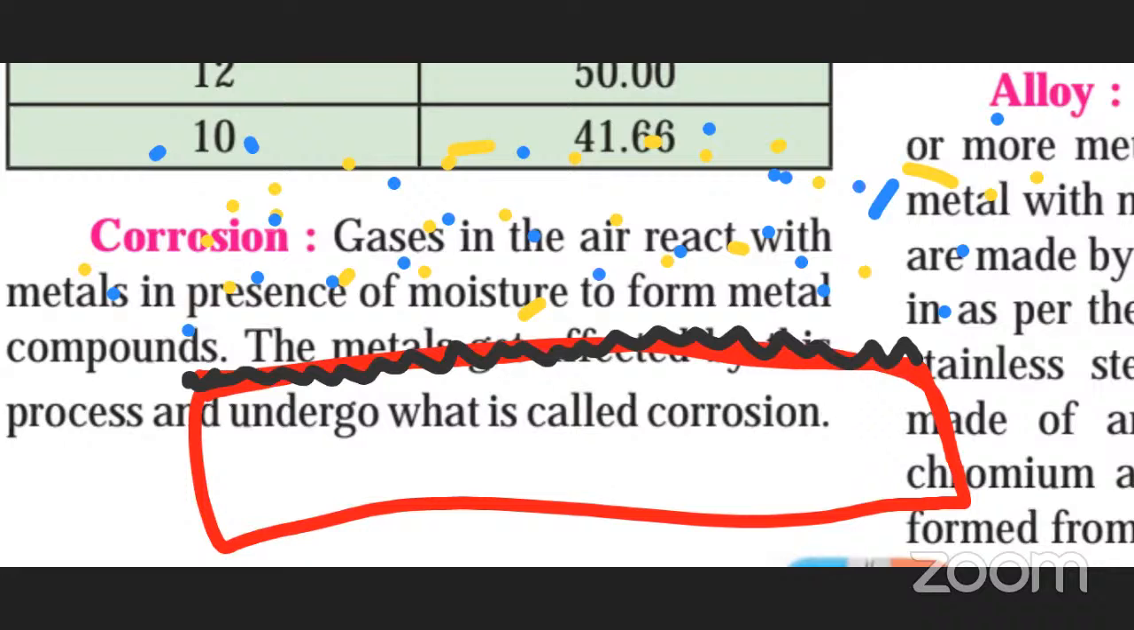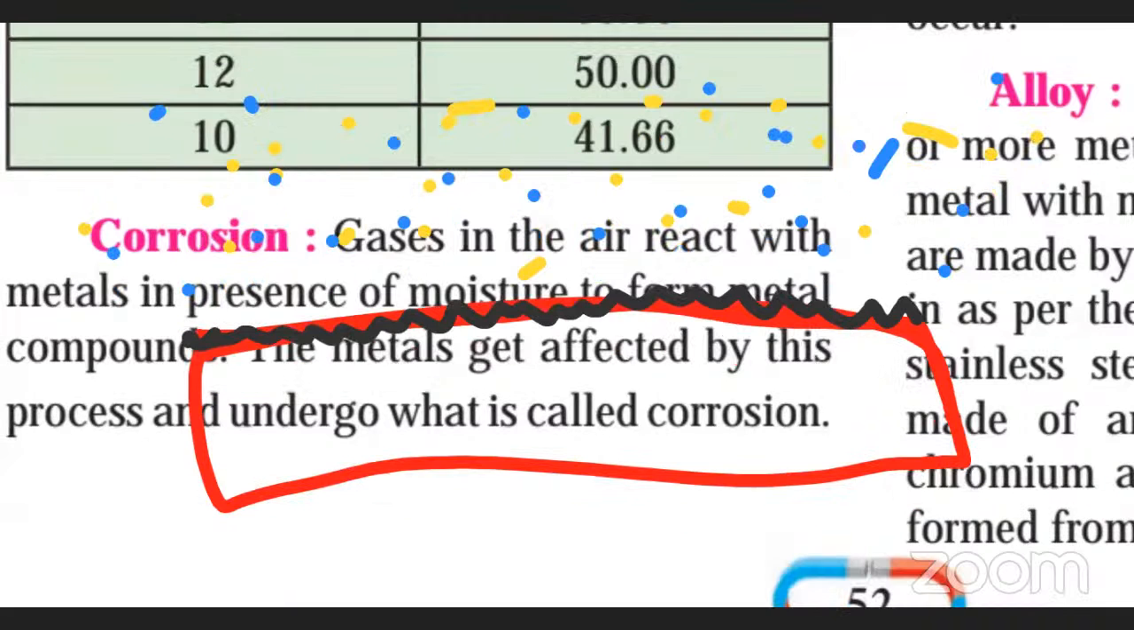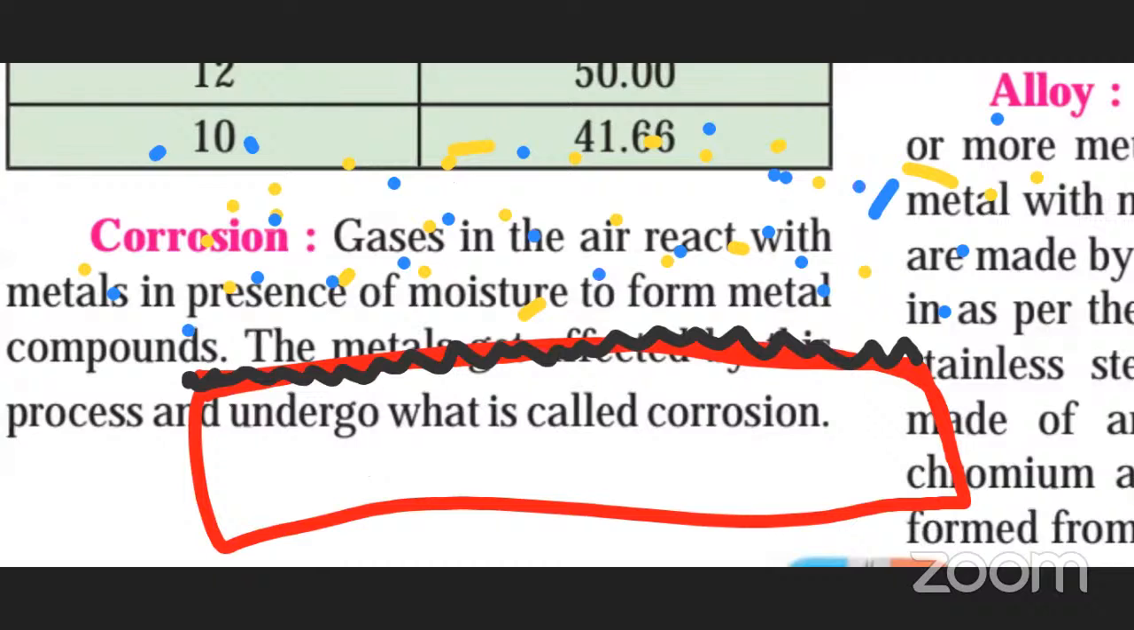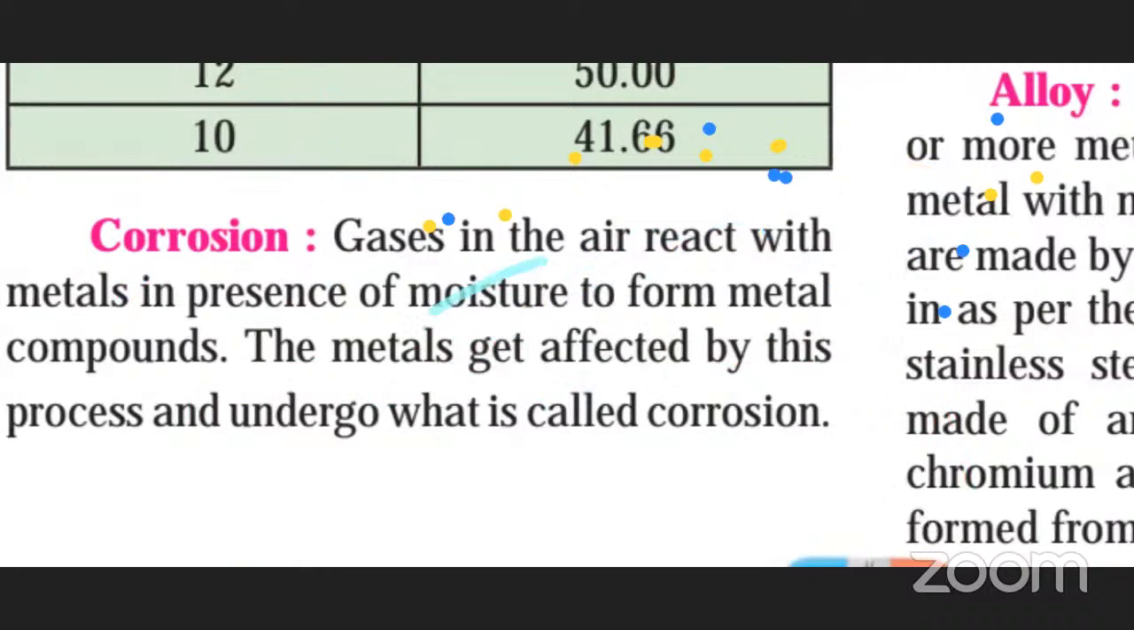Most of the metallic objects which are placed openly in the air undergo corrosion because metals are quite reactive. They easily react with whatever they come in contact with, except noble metals. Noble metals have the property that they do not easily undergo reaction, but other metals have very high reactivity and they react very easily.